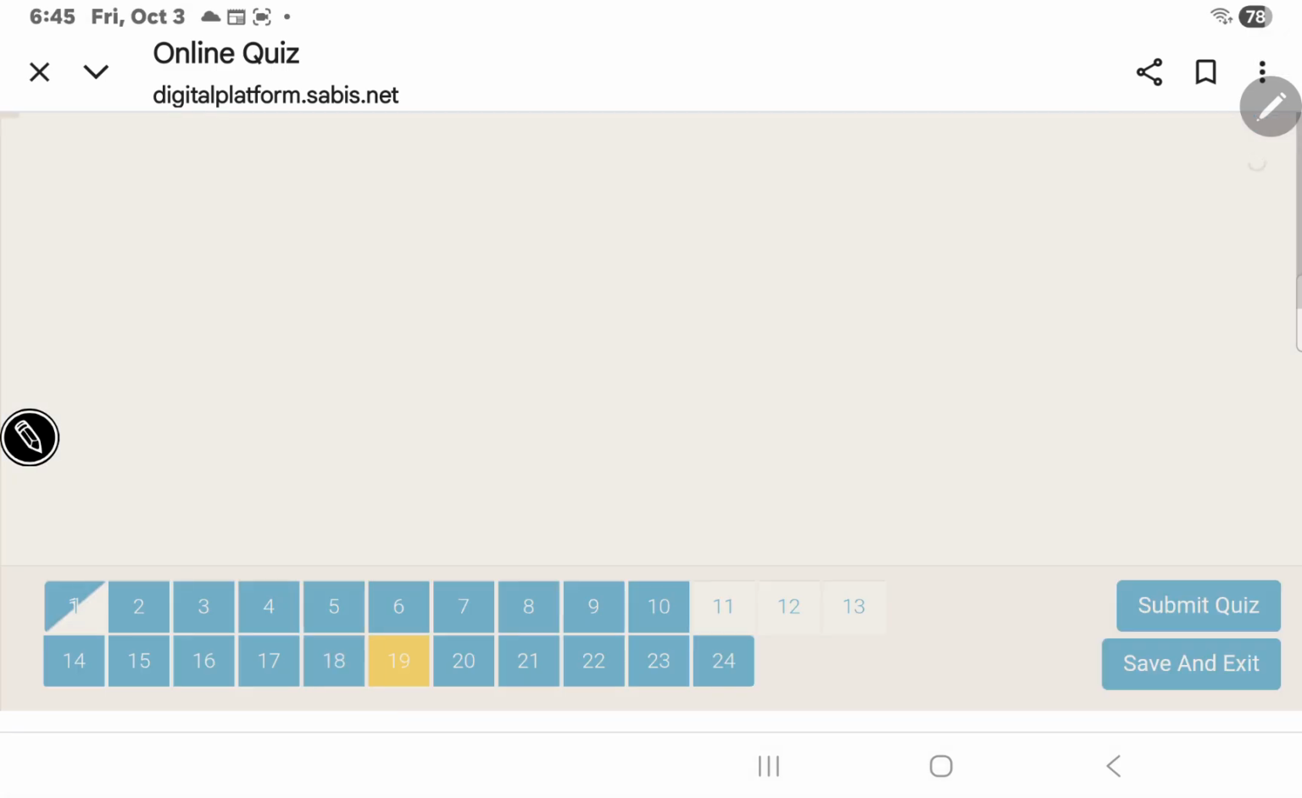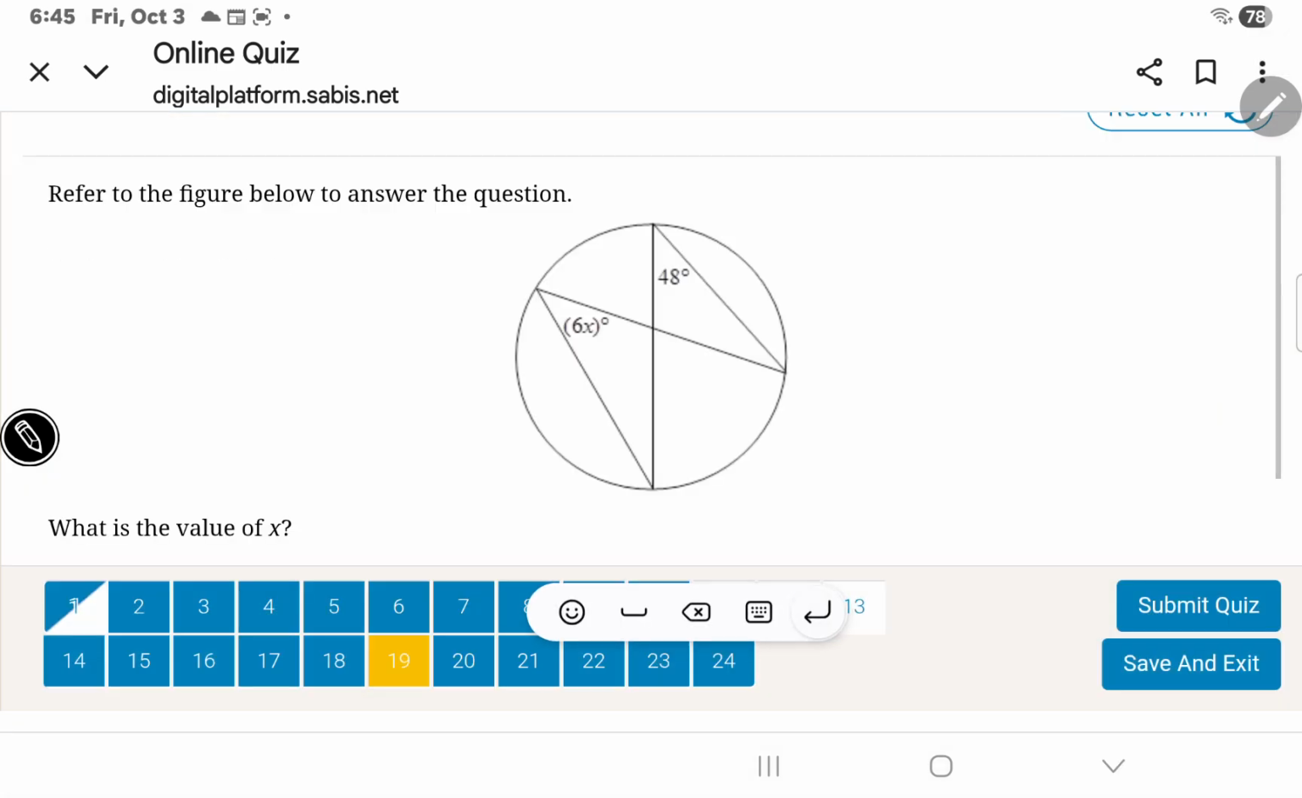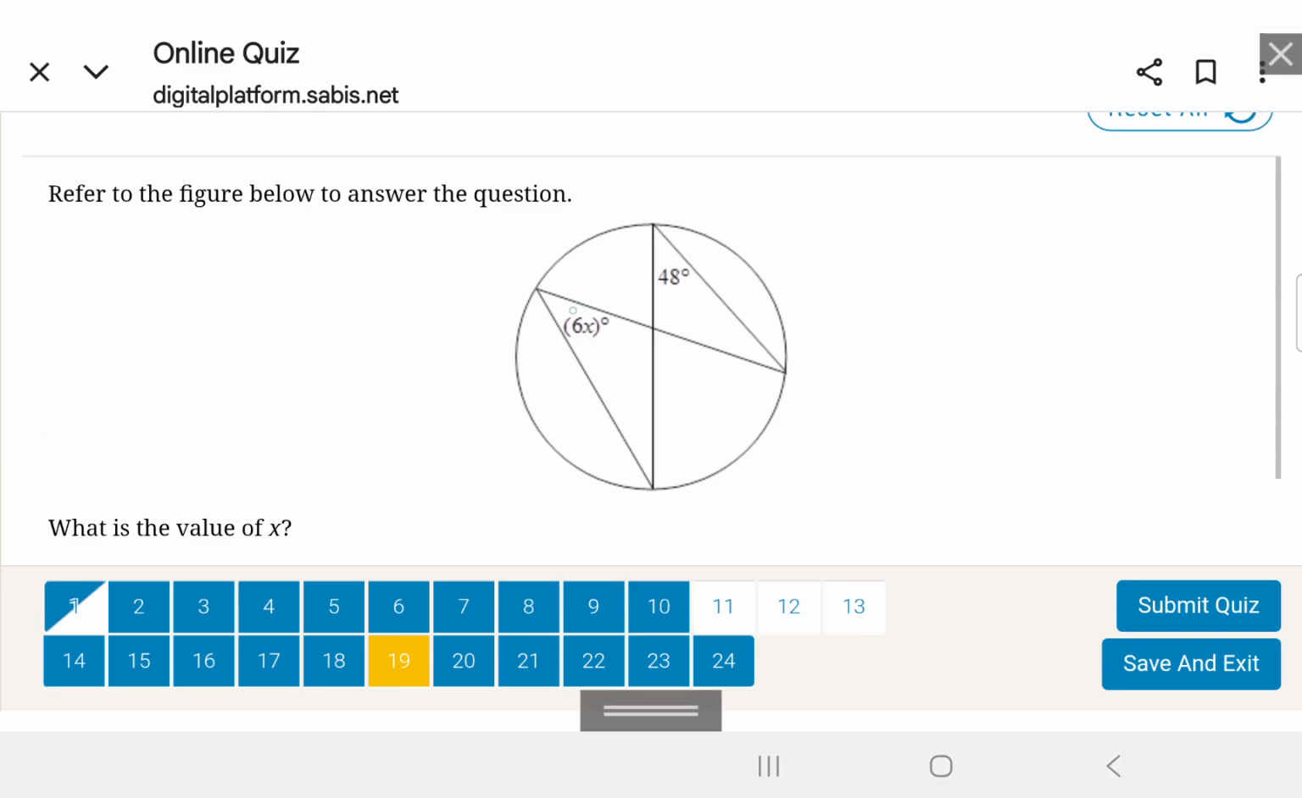Number 19, here you have to find angle X. Clearly, this angle is inscribed, this angle is inscribed, they share the same arc, so they are equal. 6x equals 48, x equals 8.